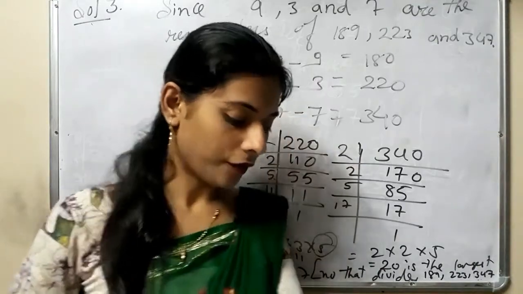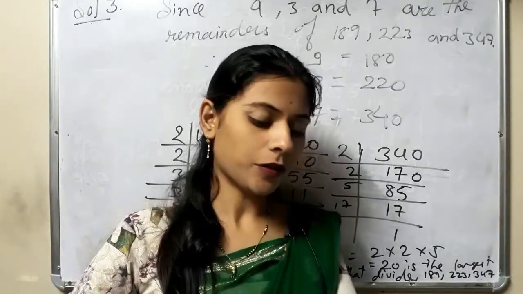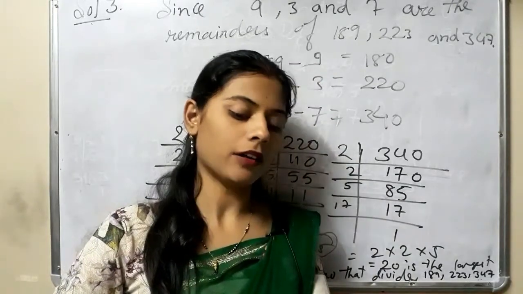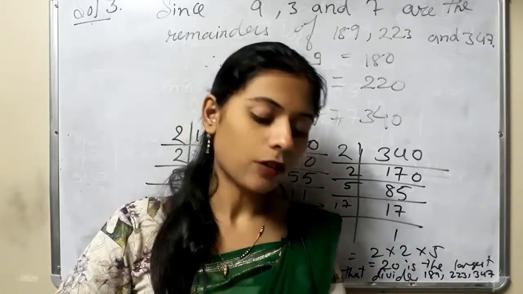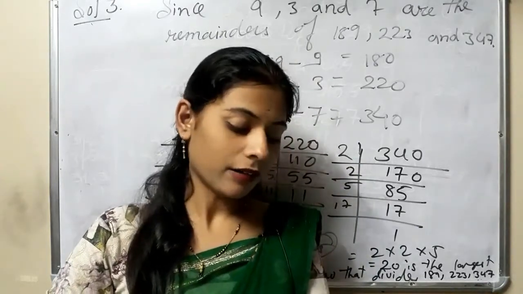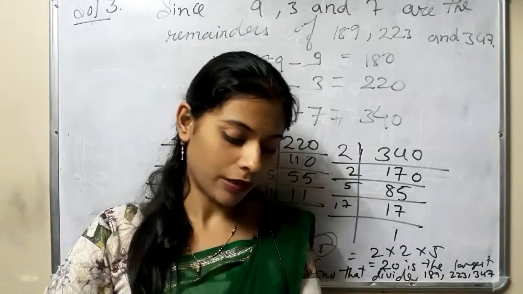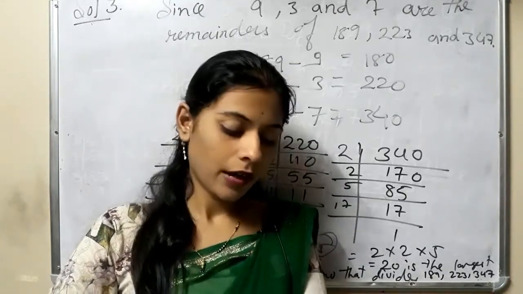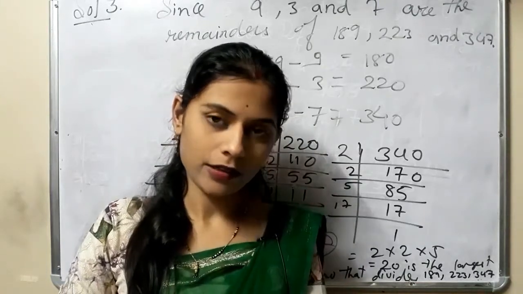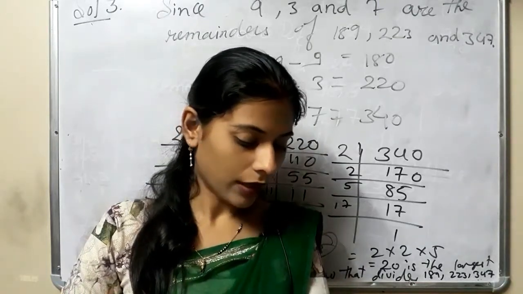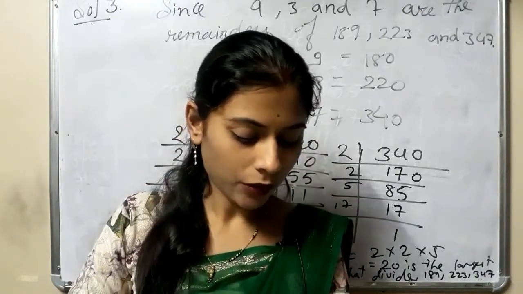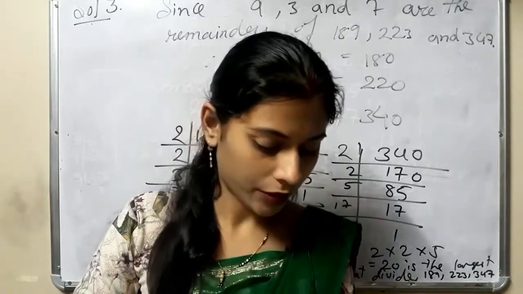See in question number 4, find the greatest number which will divide 264 and 168 exactly, leaving a remainder of 8 in each case. See here only one remainder is given, and that you have to subtract from both the numbers, from 264 also and from 168 also. After that you have to take out the HCF. Okay. And a similar question is given in question number 5 also. That also you have to solve by the same method.